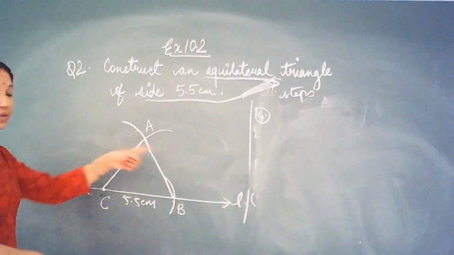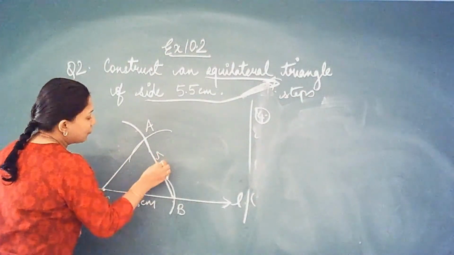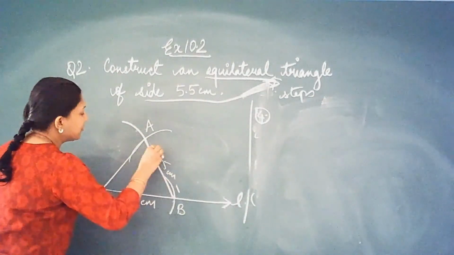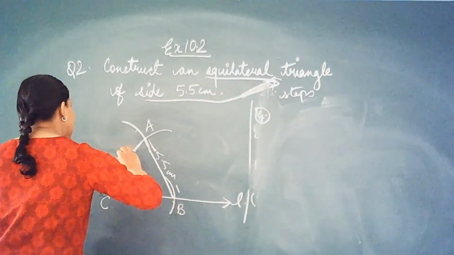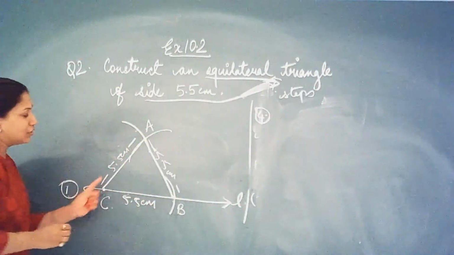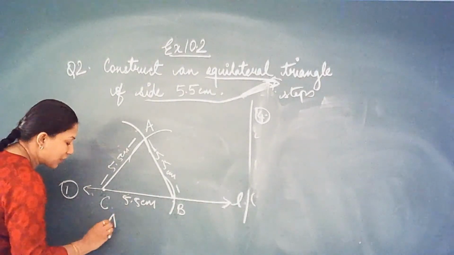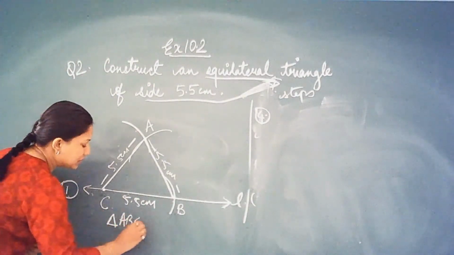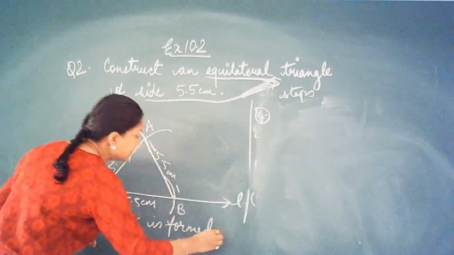So what do you see? A desired triangle with a measurement of 5.5 centimeters here and 5.5 centimeters this side also. So the desired triangle is formed. Then you will write down: triangle ABC is formed. A desired triangle is formed.